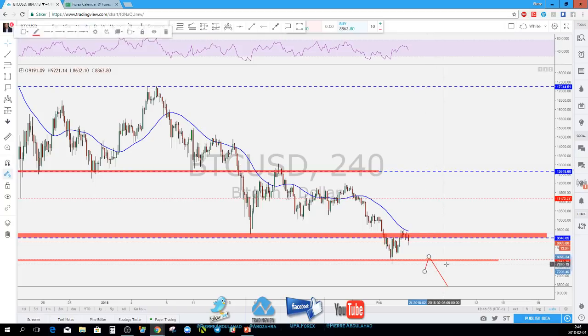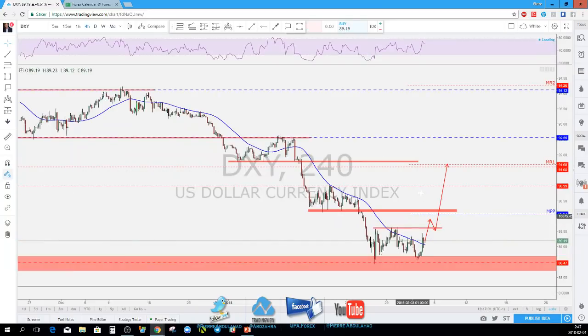If you're holding a short, then you should keep an eye on this area if it's gonna get broken or not. Yeah, and that was the last pair for today, guys.